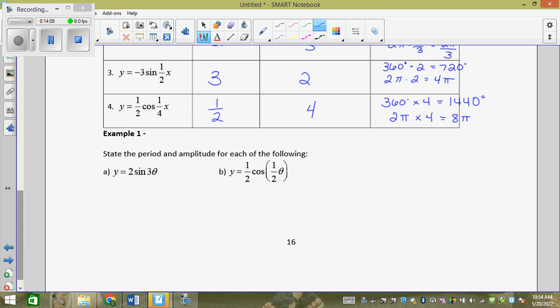Here we're into the period and amplitude for each. So this one, the amplitude is 2. And the period is 360 times 1/3, so it's 120. This one, the amplitude is a half, and the period is 2 pi times 2, which is 4 pi. I'm going to flip over.